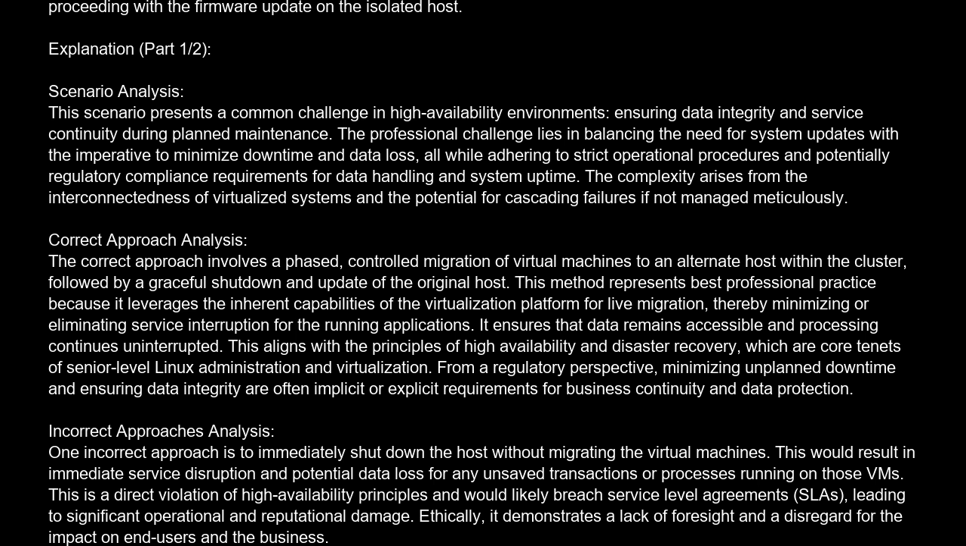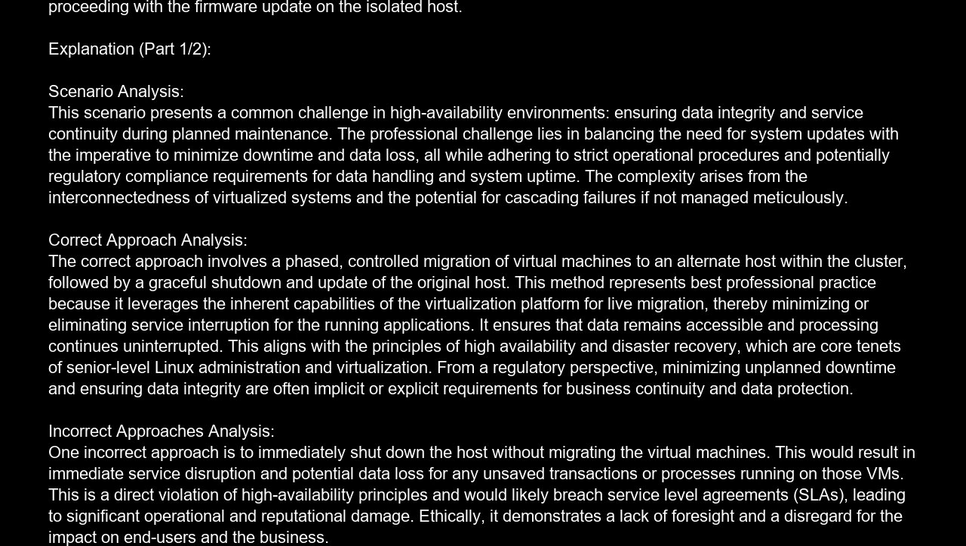Correct approach analysis. The correct approach involves a phased, controlled migration of virtual machines to an alternate host within the cluster, followed by a graceful shutdown and update of the original host. This method represents best professional practice because it leverages the inherent capabilities of the virtualization platform for live migration, thereby minimizing or eliminating service interruption for the running applications. It ensures that data remains accessible and processing continues uninterrupted.